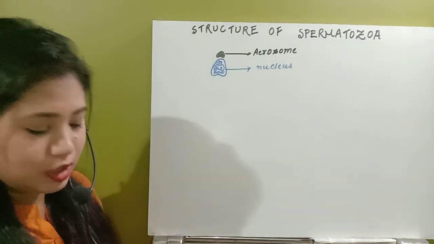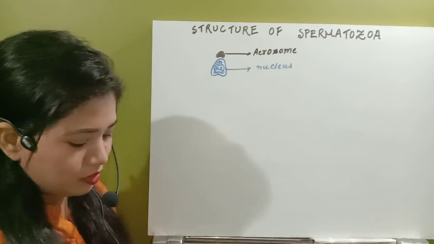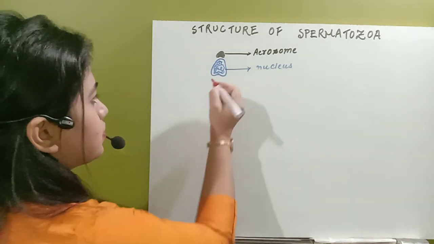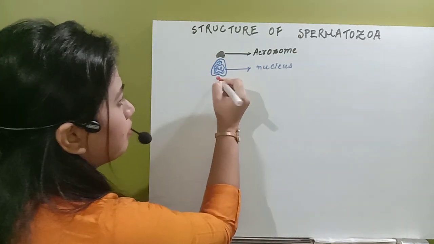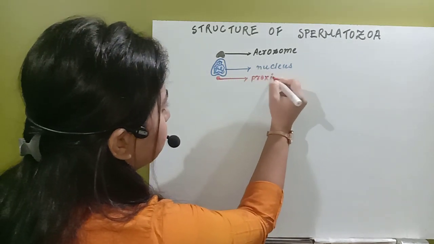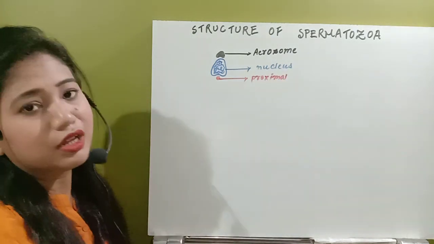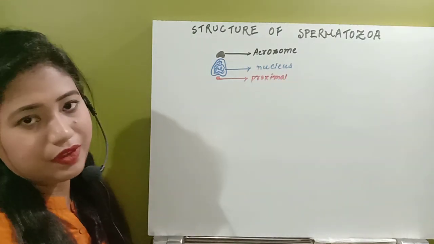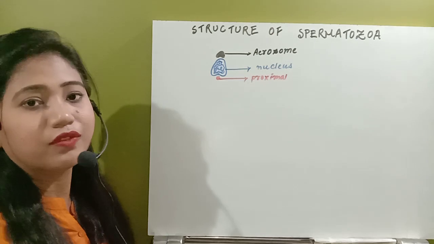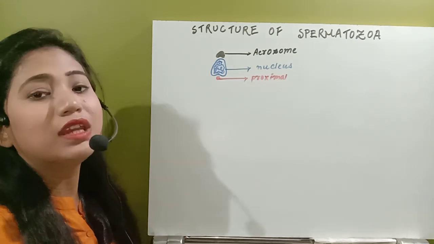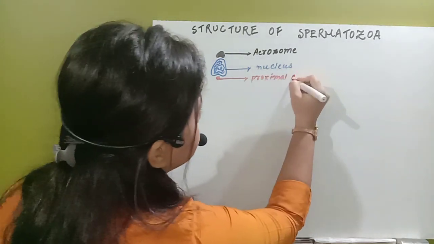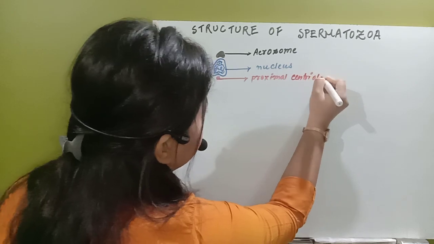Now just behind the nucleus, we have the centriole. In case of the sperm, there are two centrioles. The first centriole, located in the nuclear depression, is known as the proximal centriole. The proximal centriole along with the nucleus enters the female gamete, and after fertilization the zygote undergoes cleavage, or mitotic division, under the function of this proximal centriole.